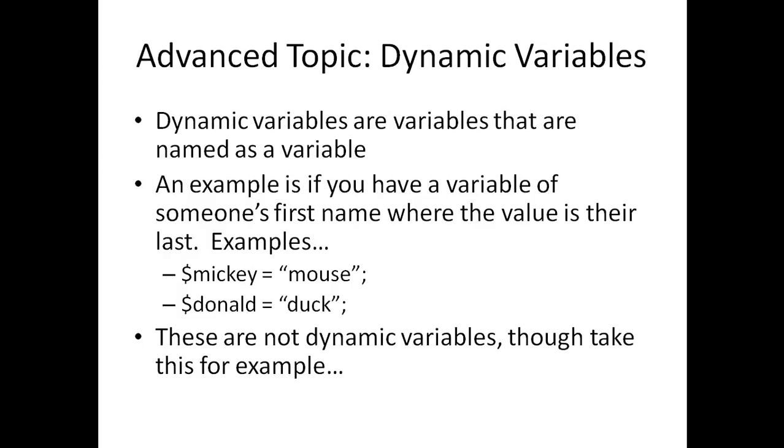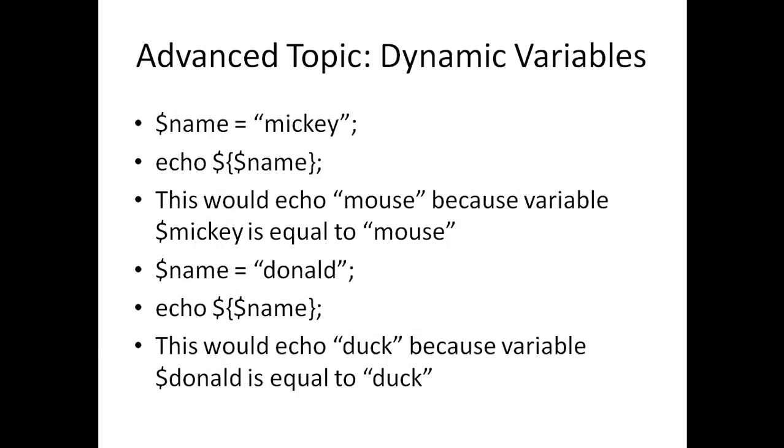And here's how we talk about dynamic variables, which I also briefly touched on. Dynamic variables are variables that are named as a variable. So, an example, if you have a variable of someone's first name where the value is their last, for example, Mickey Mouse: $Mickey equals mouse, $Donald equals duck. These are not dynamic variables, though. Take this, for example. $name equals Mickey. Then you're going to echo $, open brace, $name, close brace, semicolon. That would echo mouse because variable $Mickey is equal to mouse.